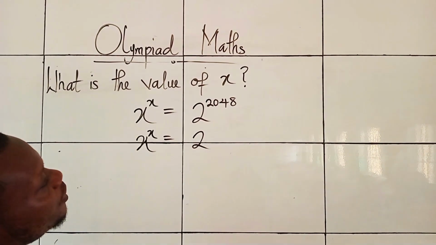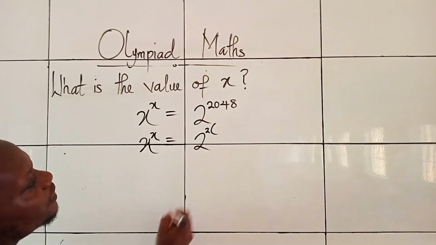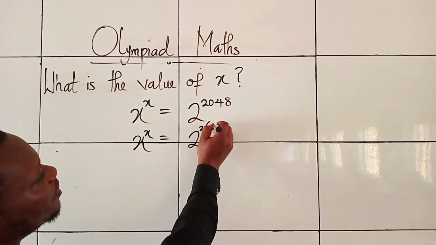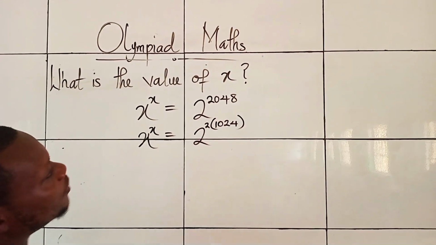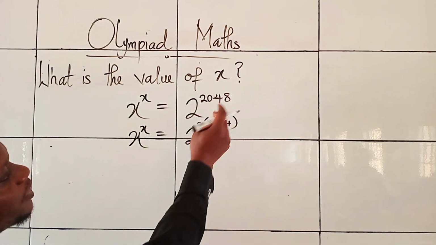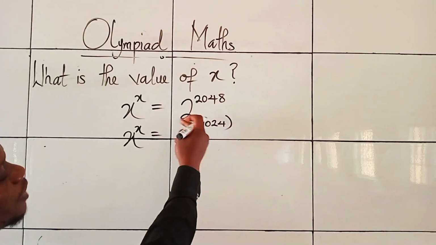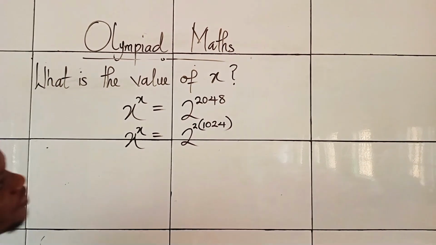To start, we say x raised to the power of x equals 2 raised to the power of 2 times 1024. I'm only breaking this down: 2048 divided by 2 gives us 1024. So if you divide by 2 and you multiply by 2, you get 2048.